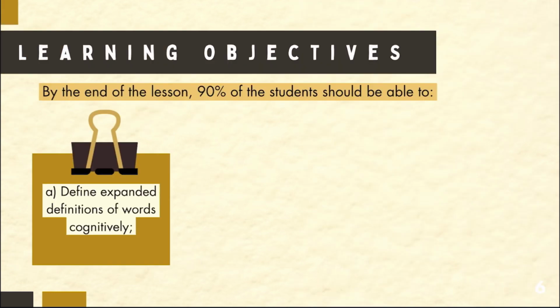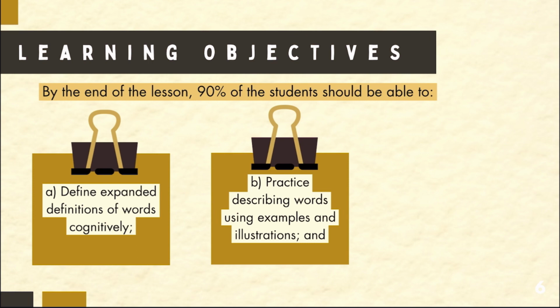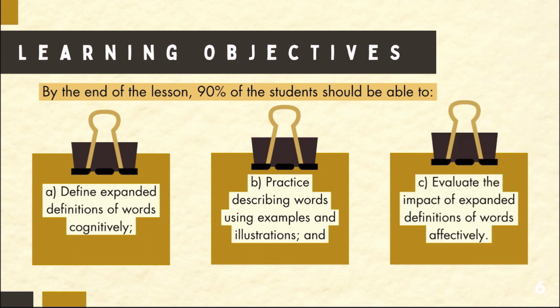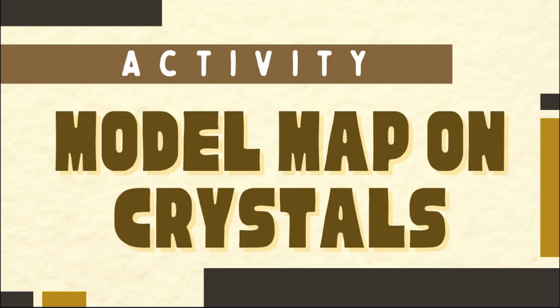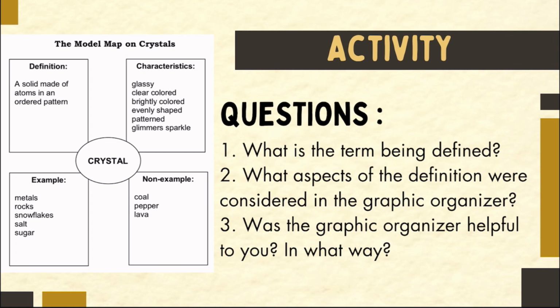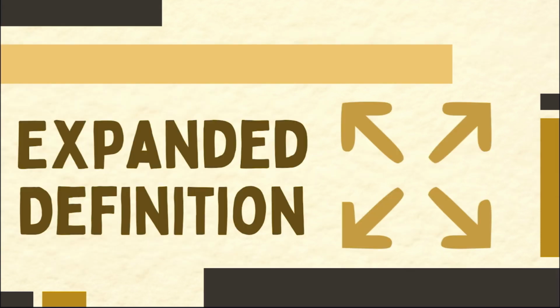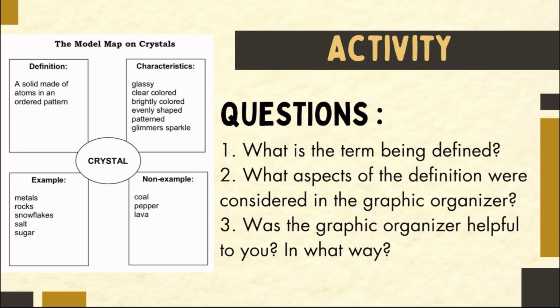Before that, let us have our learning objectives. By the end of the video, 90% of the students should be able to: A. Define expanded definitions of words cognitively. B. Practice describing words using examples and illustrations. And C. Evaluate the impact of expanded definition of words effectively. And now let's get to the activity. Since we don't have a class, I will give it to you as an assignment.